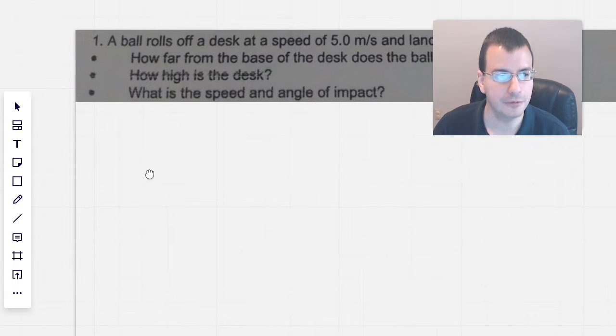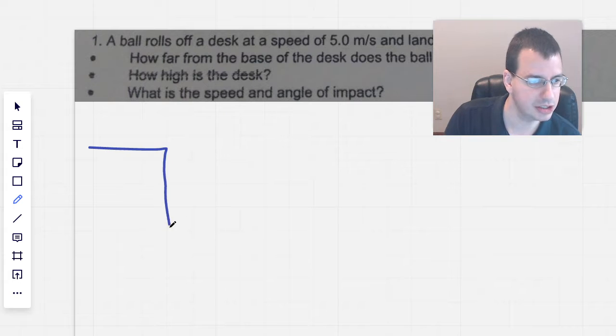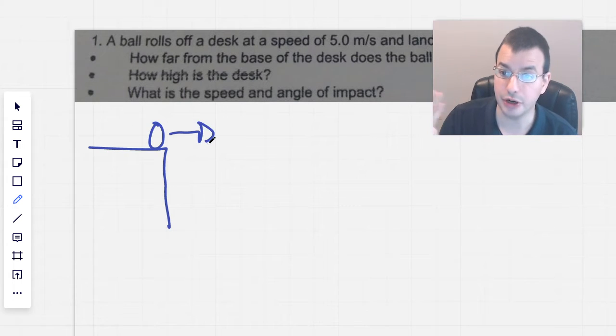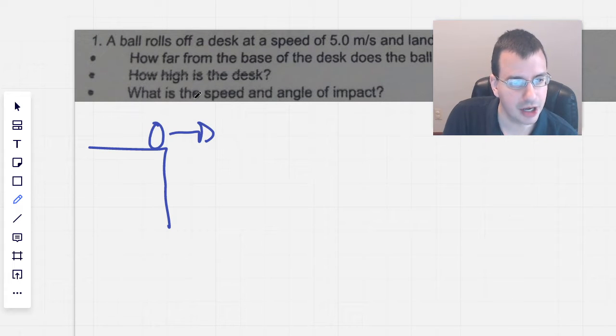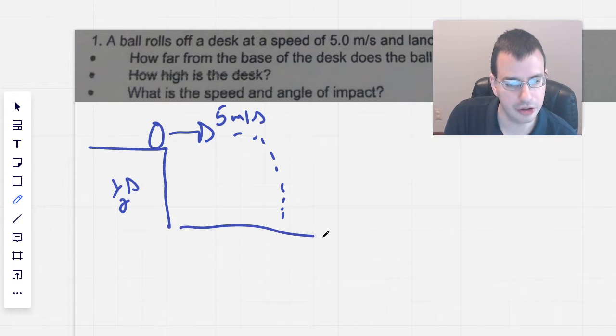Okay, so first thing I do is I draw a picture. Maybe if you're better at visualizing things and you're really smart, you won't have to. But I am not, so I draw pictures. So we have a ball, comes off at 5 meters per second, goes kind of like this, and it lands 1/2 seconds later on the ground.